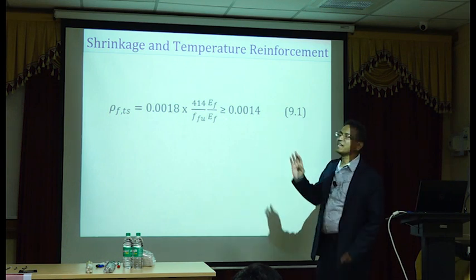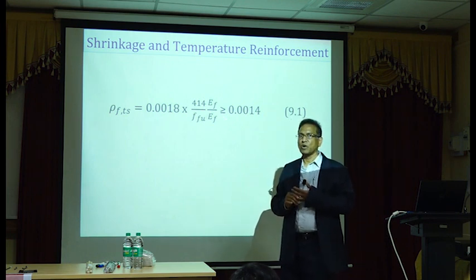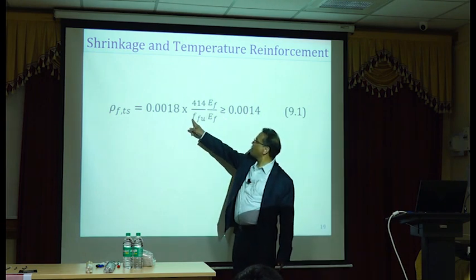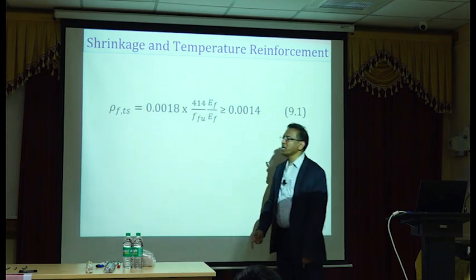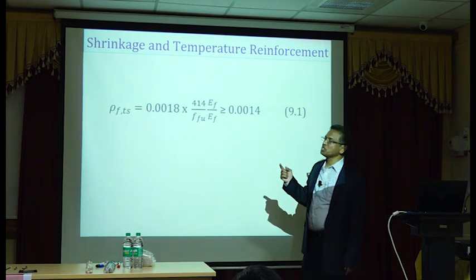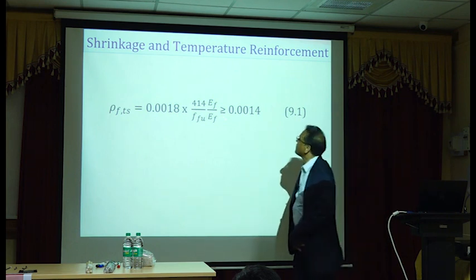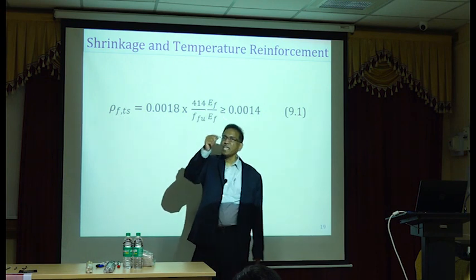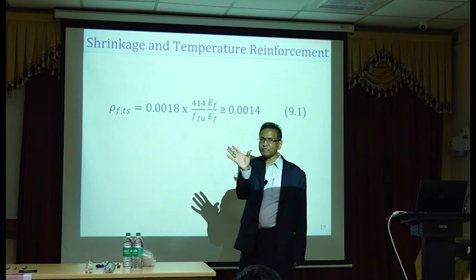So you can use FRP reinforcement for shrinkage, and you will be able to get away with very small amounts. There we are not looking at strain limits or strength. The larger the strength, the better, because f_fu is in the denominator. So this expression gives you the reinforcement ratio for temperature and shrinkage reinforcement, which is the distribution steel.